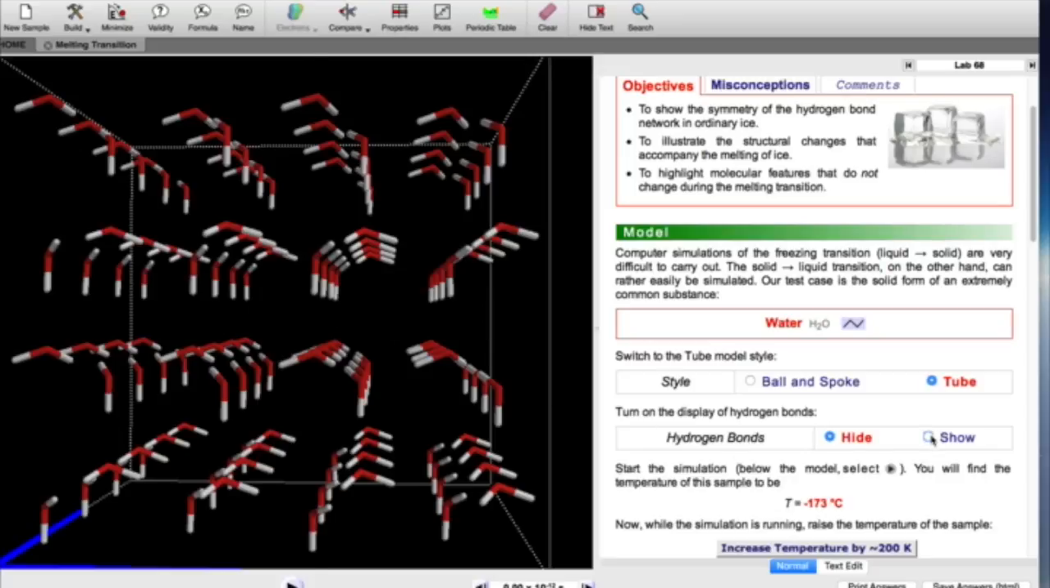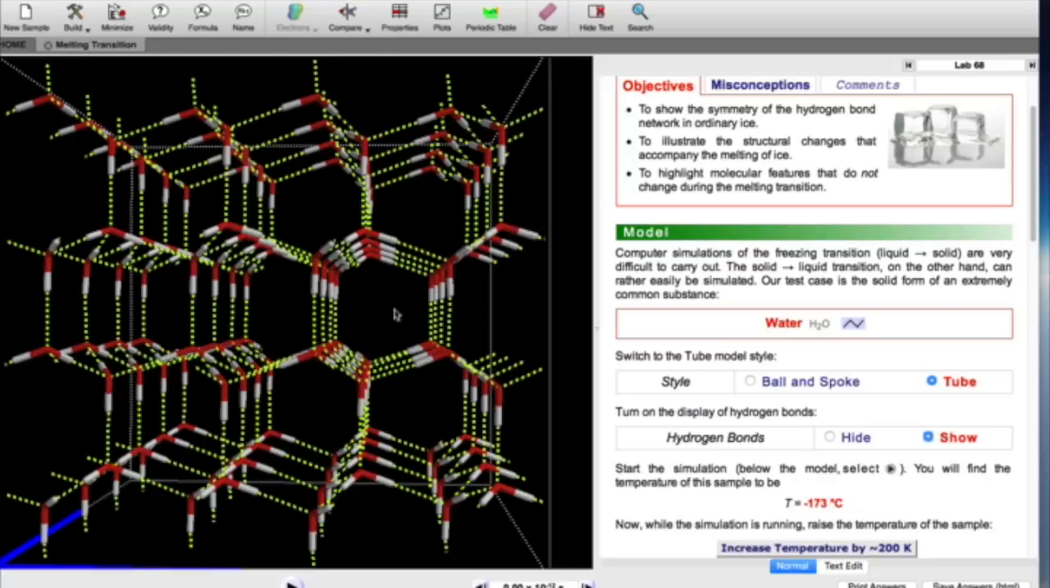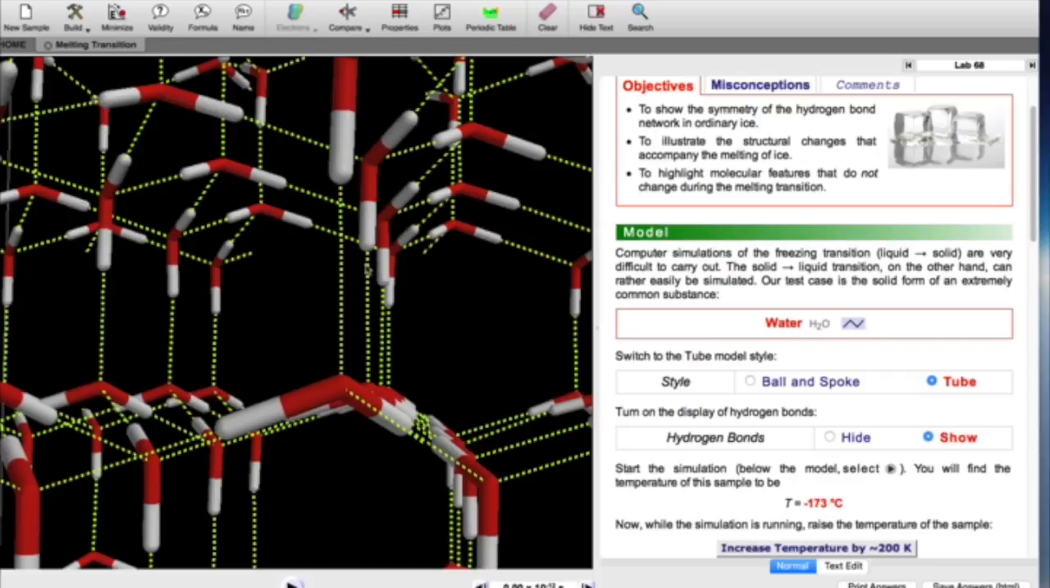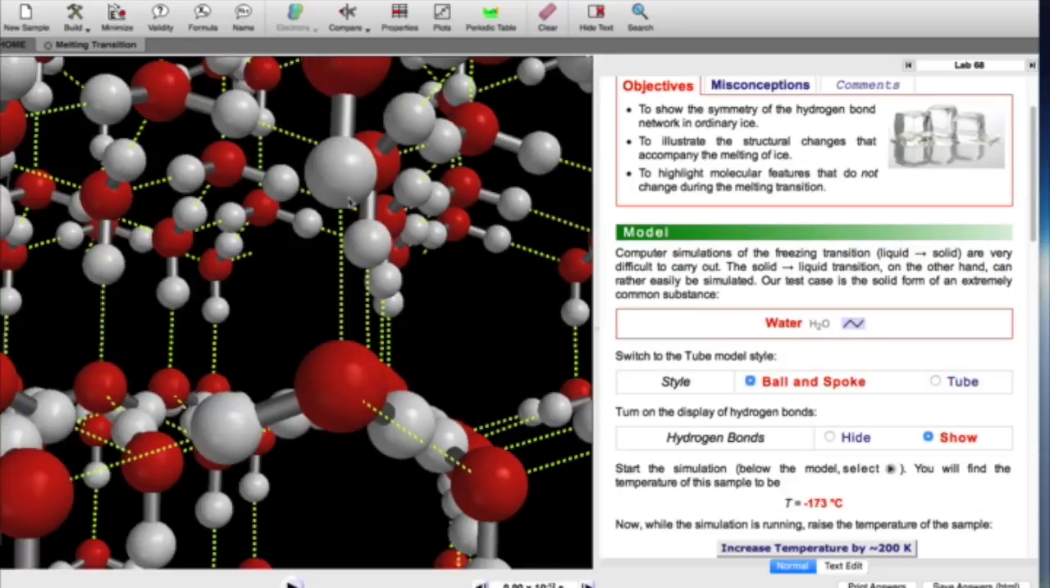So I'm going to go to show under hydrogen bonding, and we can see right away if we zoom in on one or more water molecules in the tube representation that here we have a representation of the hydrogen atom, which I'm going to go back to the ball and spoke phase to see. So here's one hydrogen atom, and you can see it's perfectly lined up in a hydrogen bond with respect to an oxygen atom on another water molecule.